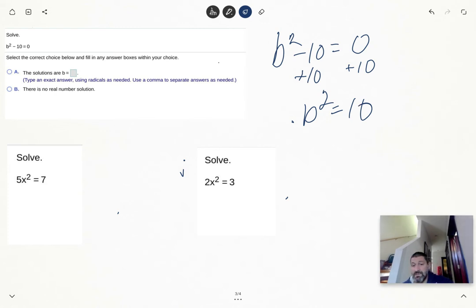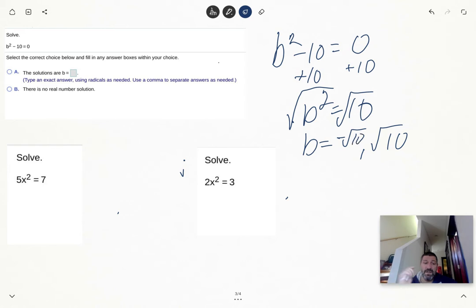Now I want to get the b by itself, so I want to get rid of the exponent. The opposite of squaring would be taking the square root. That would give us b equals the square root of 10, but also negative square root of 10. And there's nothing that we can do to simplify the square root of 10. So that's going to be the extent of our answer there.